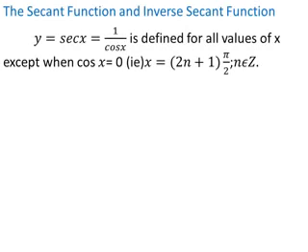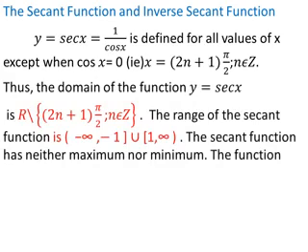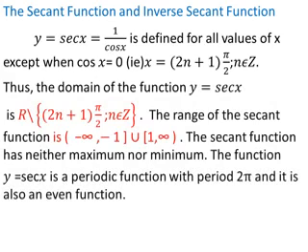The secant function and inverse secant function. Y equal to secant x, which is equal to 1 by cos x, is defined for all values of x except when cos x equal to 0. That is, x equal to (2n plus 1) into pi by 2, where n is an integer. Thus, the domain of y equal to secant x is R difference (2n plus 1) into pi by 2, where n is an integer. The range of the secant function lies in this interval: minus infinity comma minus 1 union 1 comma infinity.